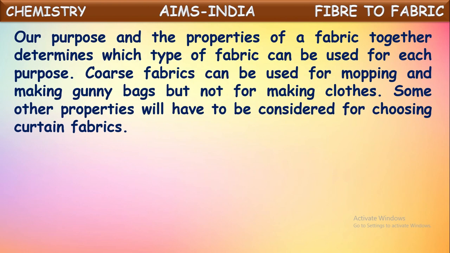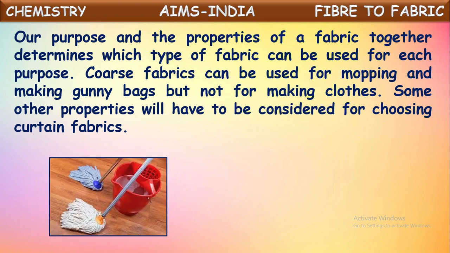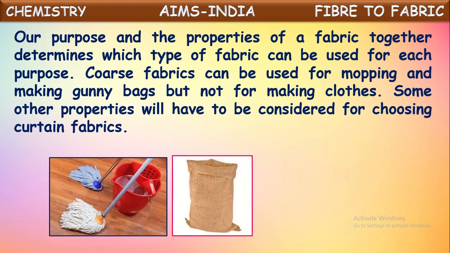Our purpose and the properties of a fabric together determine which type of fabric can be used for each purpose. Coarse fabrics can be used for mopping and making gunny bags, but they cannot be used for making clothes, isn't it? They won't give much comfort and won't look good either. This gauze fabric can be used only for making mopping sticks, mopping cloths, and even gunny bags. But this cannot be used for making clothes, isn't it?